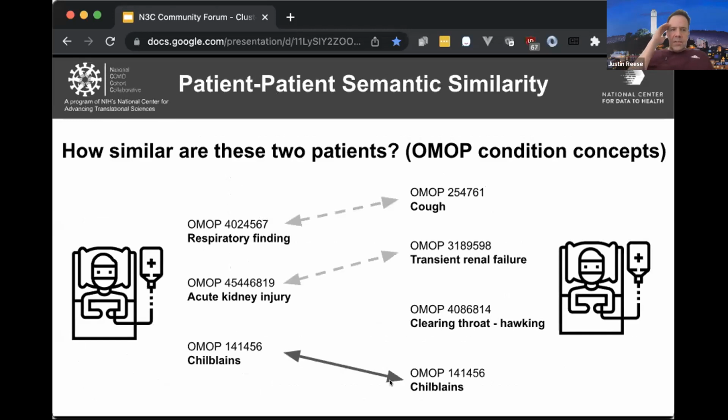So to frame the question, how similar are these two patients? So here's patient A, here's patient B. We might have these three OMOP terms for this patient describing their conditions or phenotypes, and these four for patient B. And obviously it's pretty trivial to do exact matching. And then if you did something like OMOP rollups, you might find that respiratory finding is similar to cough, and acute kidney injury is similar to transient renal failure.